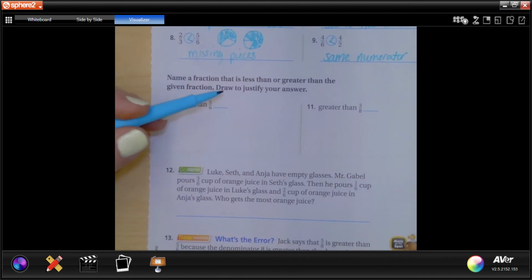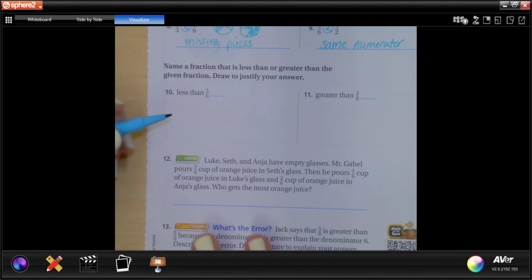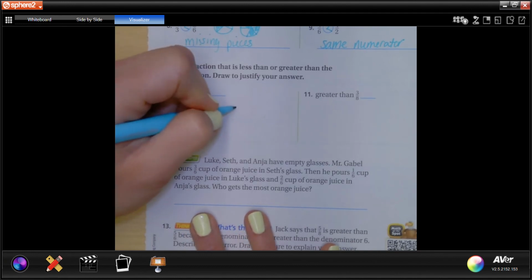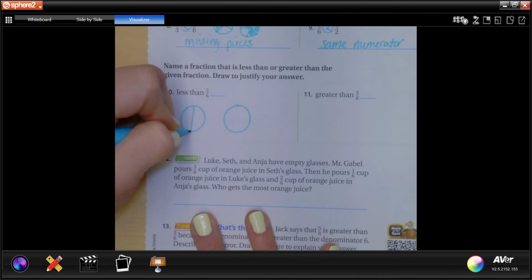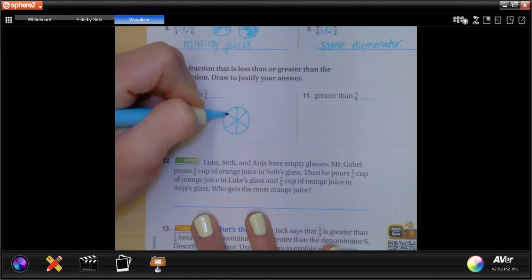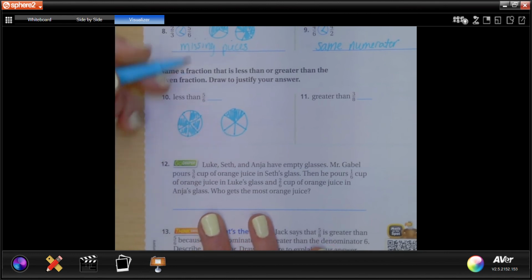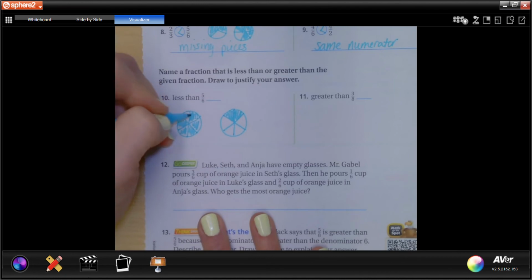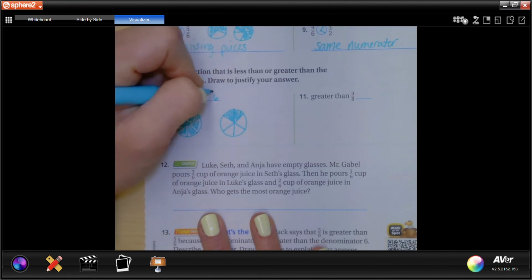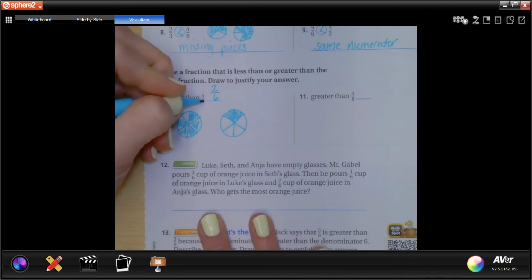Now we're going to name a fraction that is less than or greater than the given fraction. Draw to justify your answer. Well, a number that's less than 5/6. So 1, 2, 3, 4, 5 out of 6 equal parts are shaded. We want a number that is less than. So 1, 2, is that less than? Yeah. We know that they have the same equal parts, so the denominator is 6, and our numerator is how many are shaded, so 2, so less than 5/6 is 2/6.